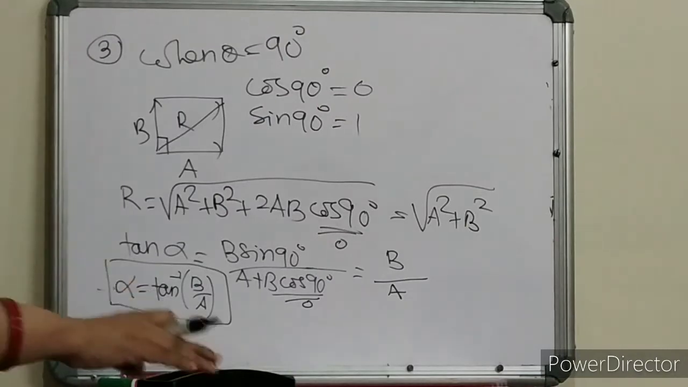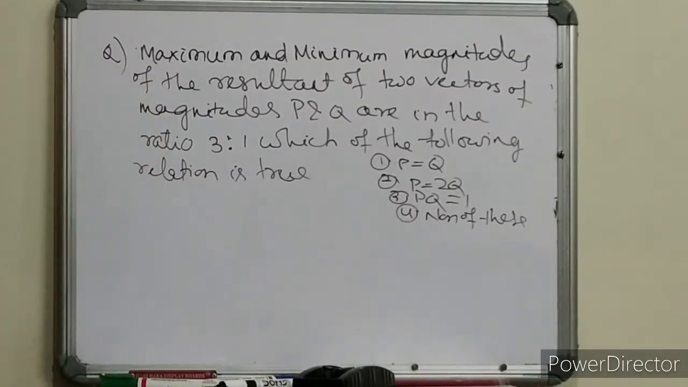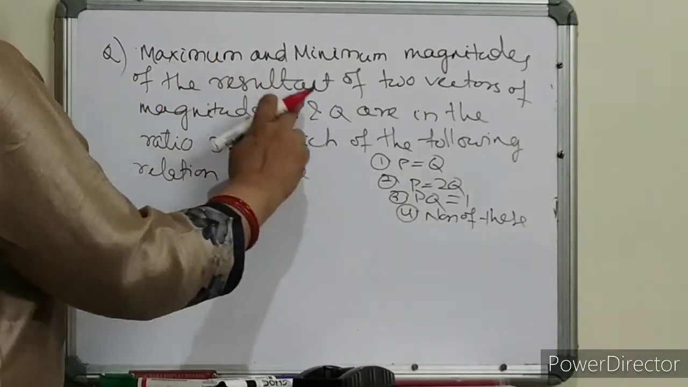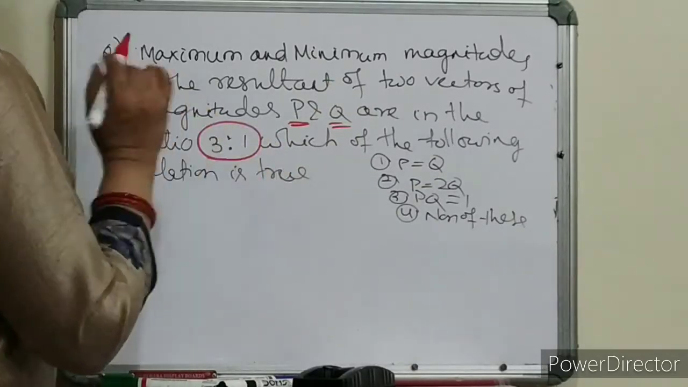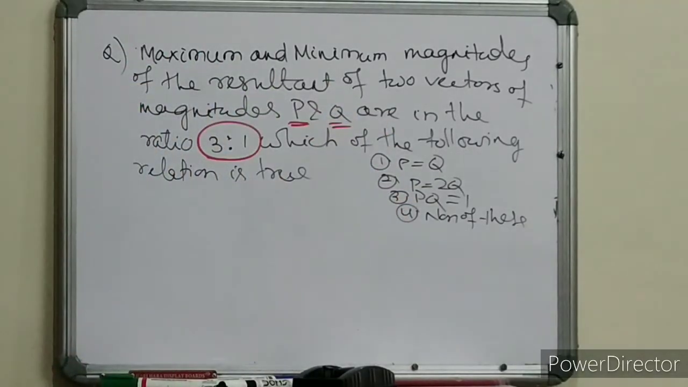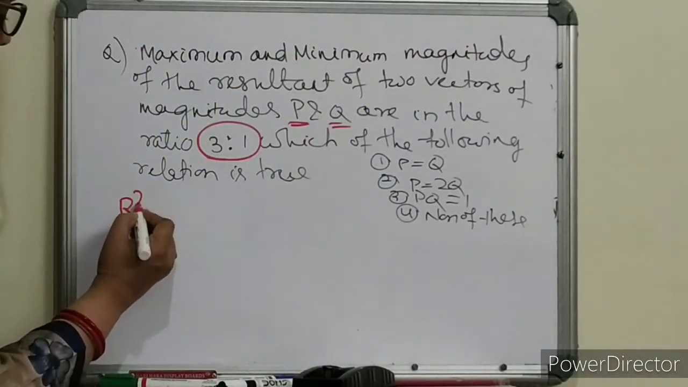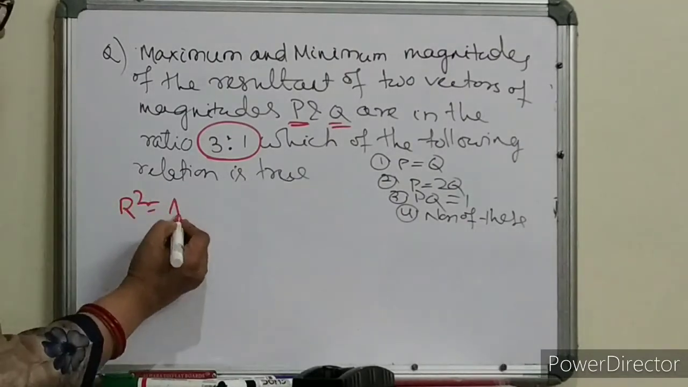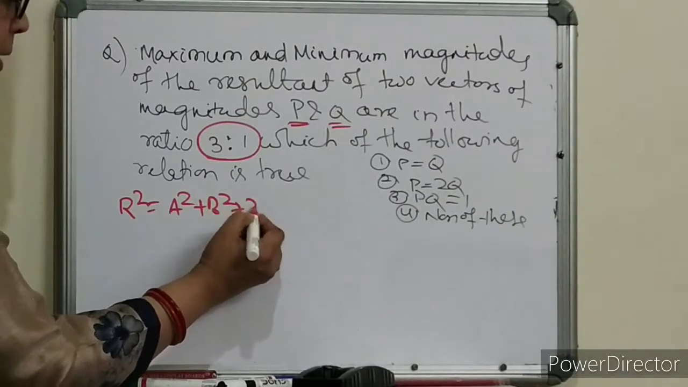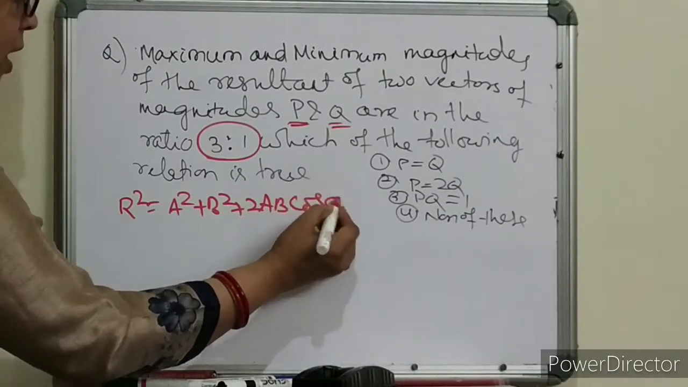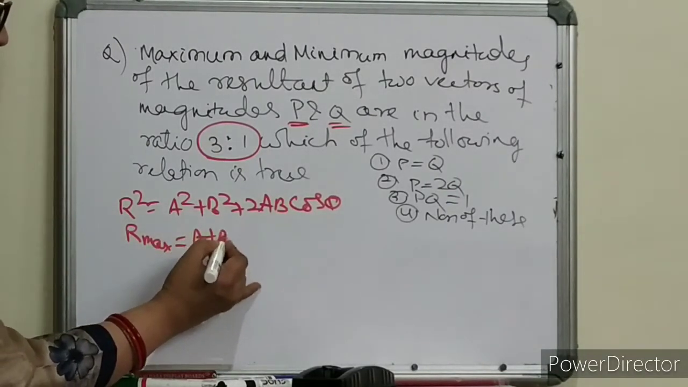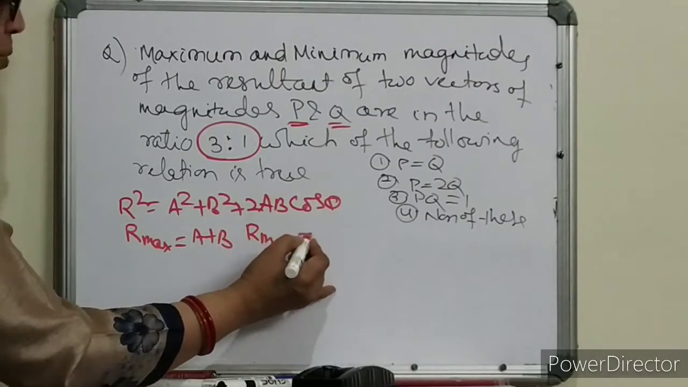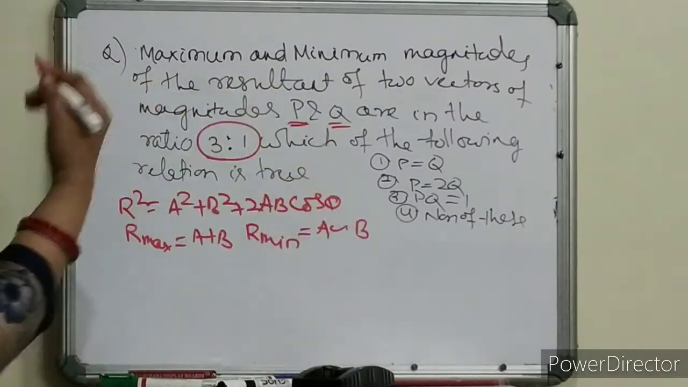Now see the question, a previous year JEE and NEET question. Maximum and minimum magnitude of the resultant of two vectors of magnitude P and Q are in the ratio of 3:1. Then which of the relations is true? What is the formula of resultant? Just now we have studied: R square is equal to A square plus B square plus 2AB cos theta, children. And R maximum is equal to A plus B, and R minimum is A minus B.